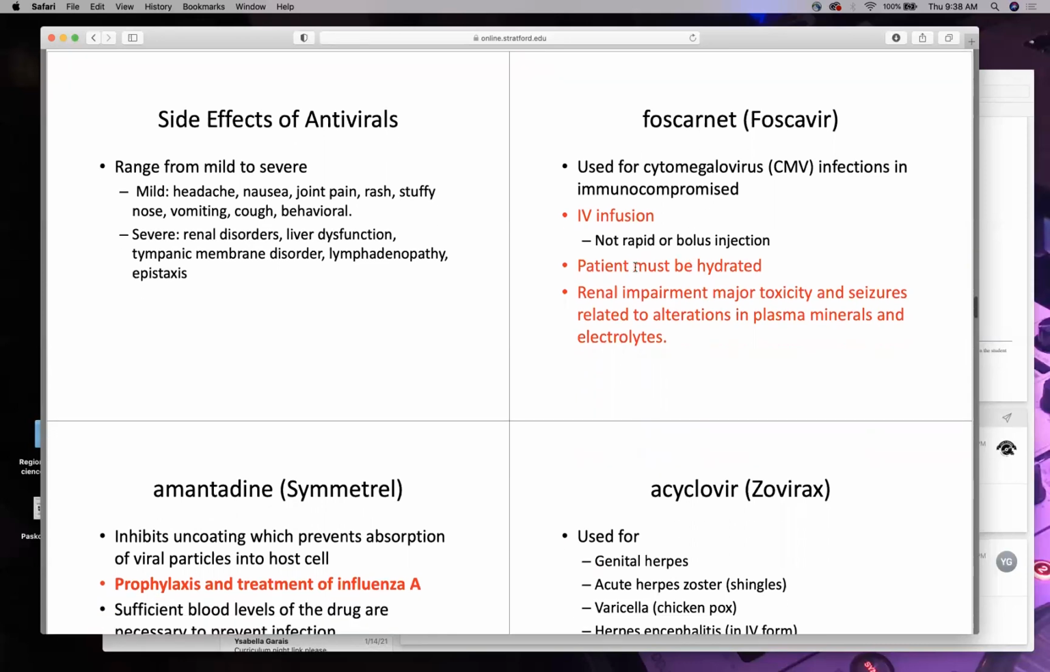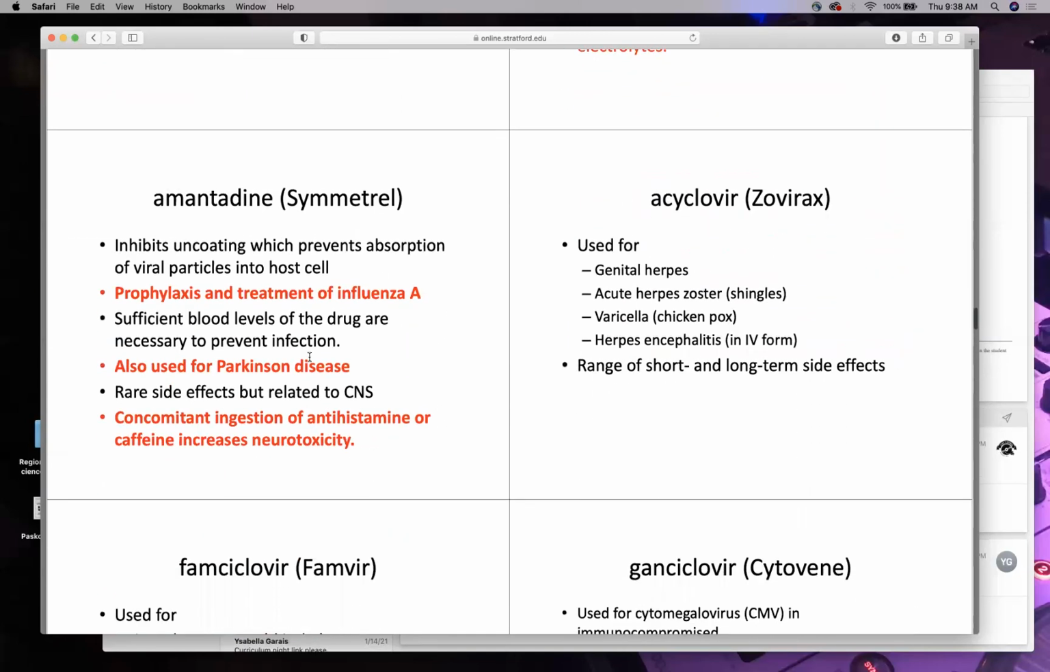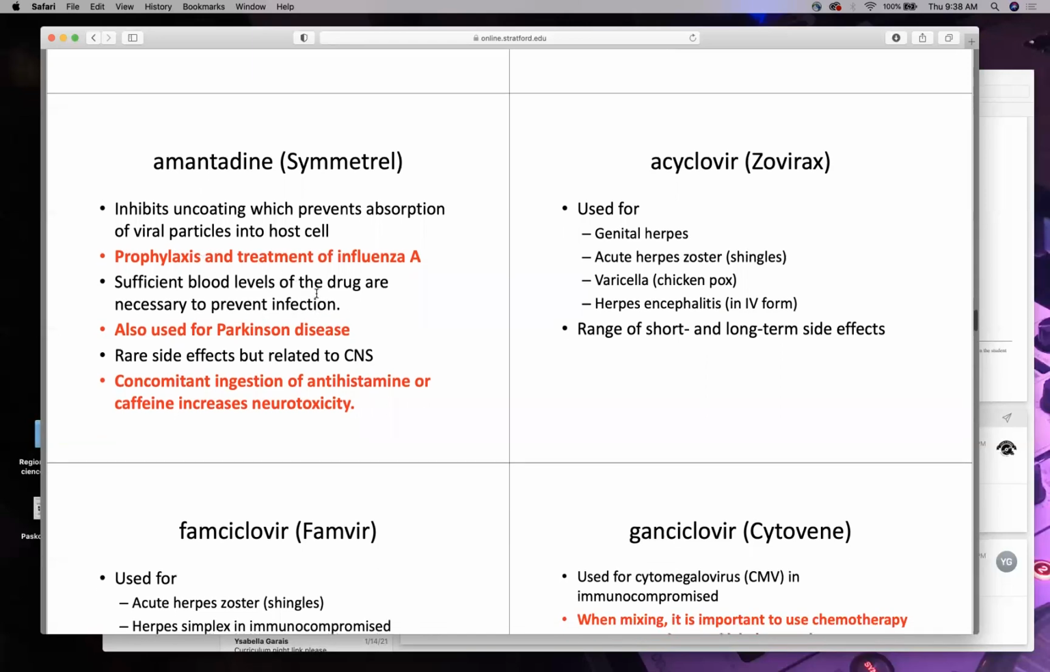Foscarnet, nice for CMV, nice to know stuff. Amantadine, this is nice. Symmetrel, this is the prophylaxis and treatment of influenza A. We like promoting that, especially with our older population, because it is used for influenza A. And like I said, influenza A in 2019, I quoted 2019, killed 240,000 people.